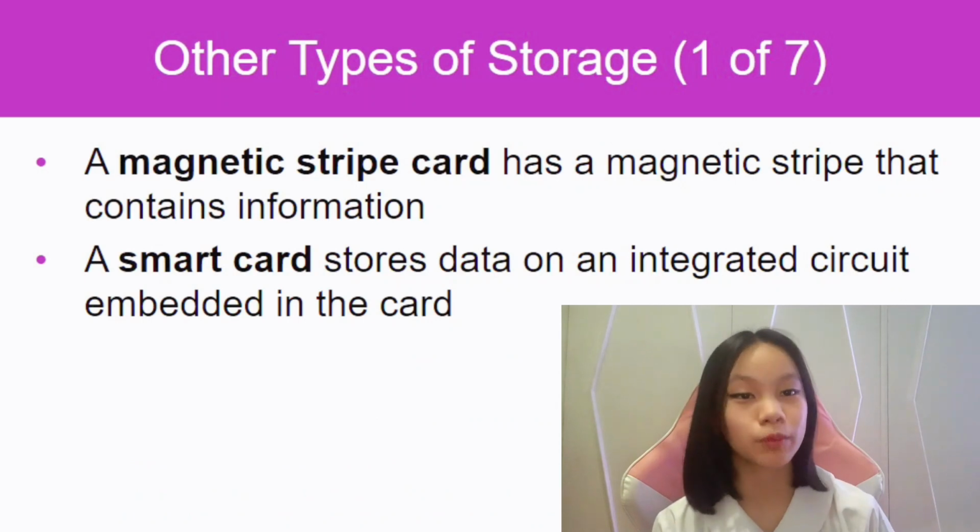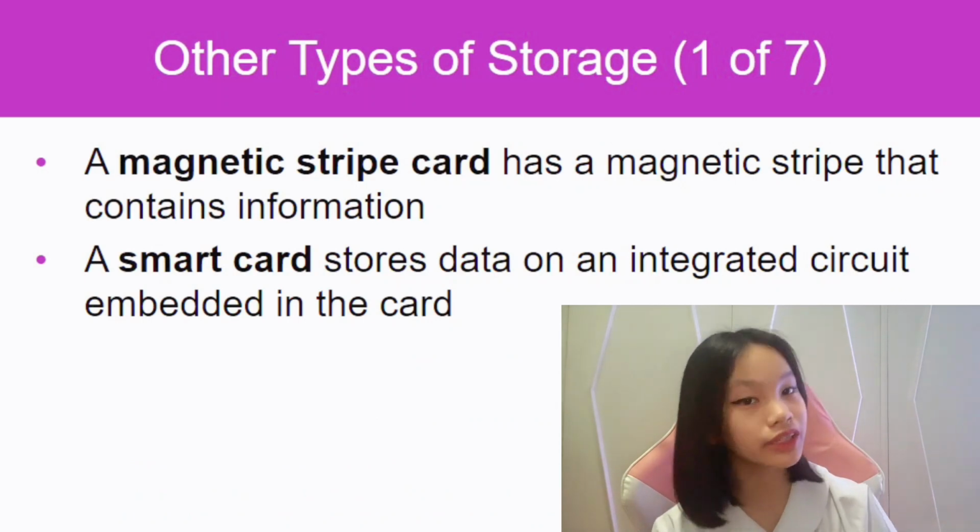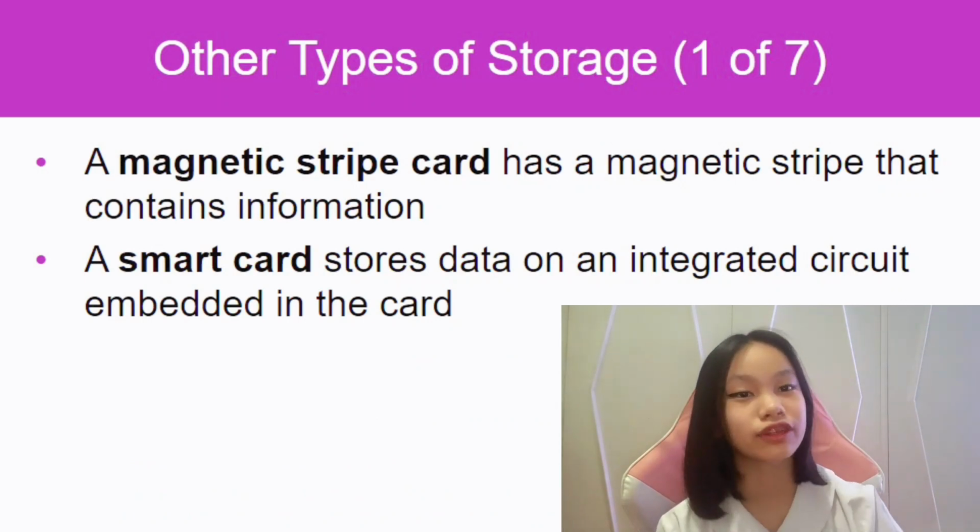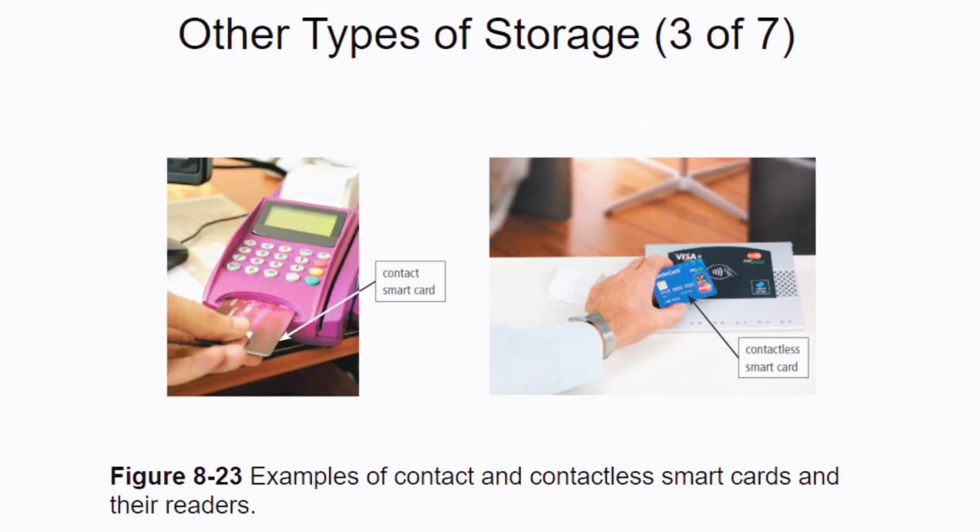Next naman ay smart card. It is a card with an integrated circuit embedded inside of it. Doon naka-store yung data niya. There are two types of smart cards, contact and contactless. Ang contact smart card, pinapasok mo pa siya sa card reader para makita yung data. While yung contactless, hindi mo na siya kailangan ipasok at i-hover mo lang or ipe-place mo lang doon.